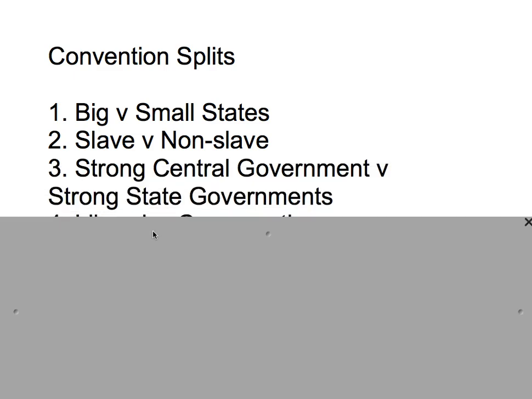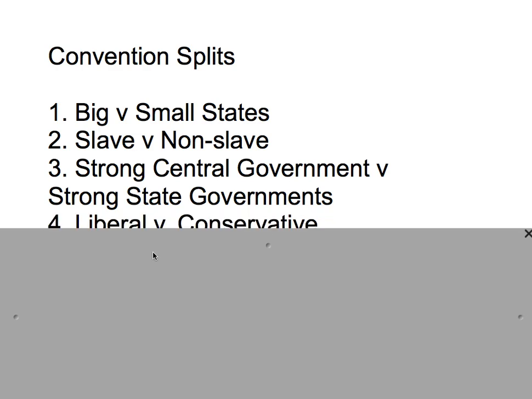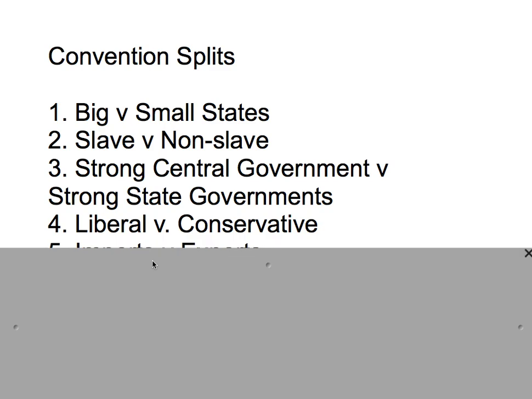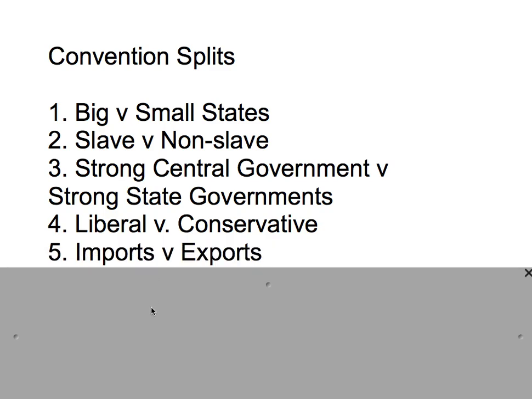Then you're going to have a group that wants a strong central government. Those are the ones that want to revise the Articles. They're going to be led by James Madison and Alexander Hamilton. And then you're going to have a number of people for a strong state government, which maintains what we had under the Articles of Confederation in the first place. There's going to be liberals versus conservatives. The conservatives are going to cling to states' rights and the existing government, not embrace change much, and you're going to see some liberals who really want the big government philosophy.